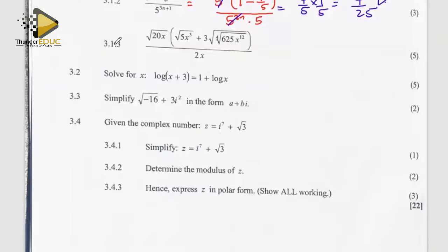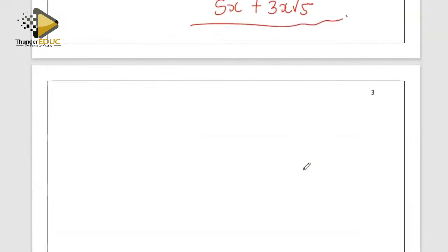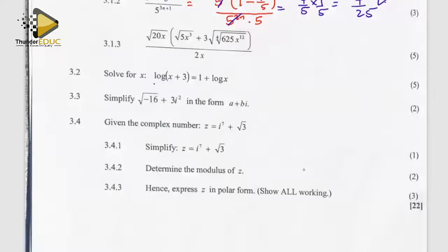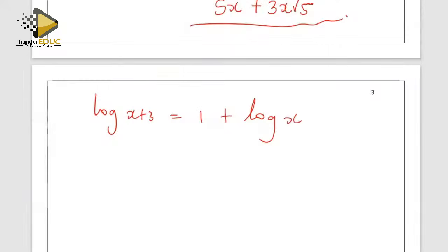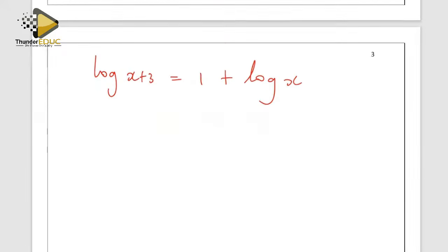And then 3.2, can we solve for x using logs? Okay, so we have log of x plus 3 is equivalent to 1 plus log of just the log of x. Okay, so with this kind of question, I need to make sure that everything is in the log format and try to apply the rules of logs, okay?